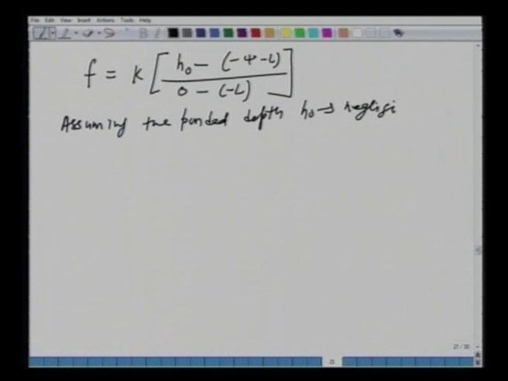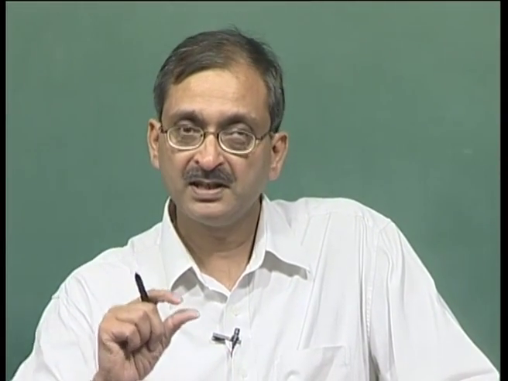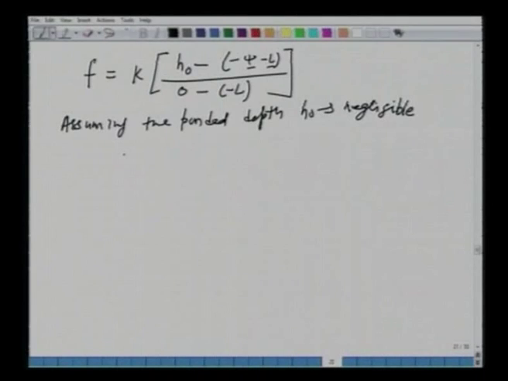Okay. As you know, as engineers, we always try to simplify our life. As compared to this psi and L, which may be of the order of a few meters, H naught is a very small ponded depth on the ground, which is less than an inch or maybe a few millimeters. We can neglect it. So, if we neglect this in this equation, the final form we get will be equal to K times (psi plus L) over L.